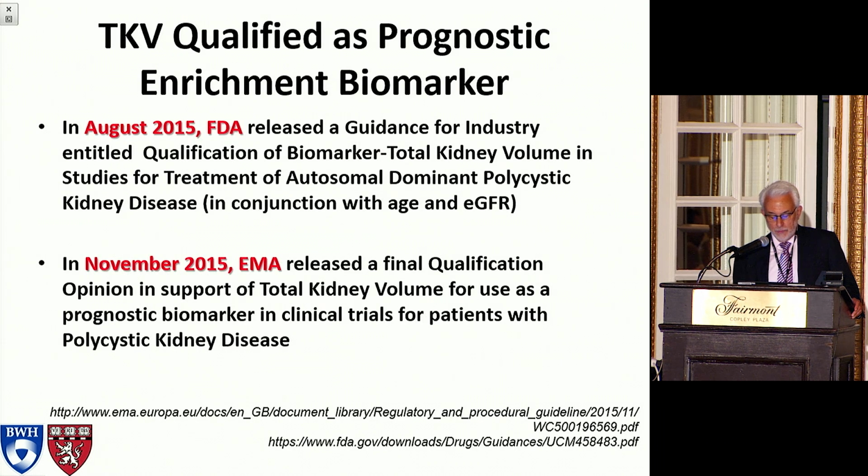So with work done with the PKD Outcomes Consortium and Critical Path Institute, we were able to convince the FDA and the European Medicines Agency, showing quite detailed data, that total kidney volume was associated with progressive loss of kidney function. And as a result, both FDA and EMA released a guidance for industry that qualified the biomarker total kidney volume as a prognostic biomarker. So when you do clinical trials in ADPKD, you pick patients who have larger kidneys because that's associated with a greater likelihood of progression.